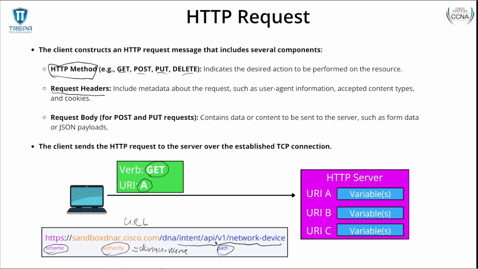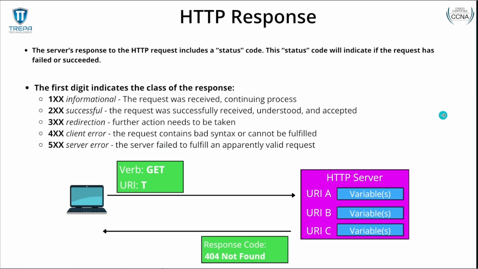Okay, so in this version down here, we have the network device part of our DNA Center. You can see it's part of that API subdirectory. It's going to be pretty cool. That's actually the URL we're going to use when we retrieve data, do a GET request from a DNA Center in our Cisco DevNet sandbox.